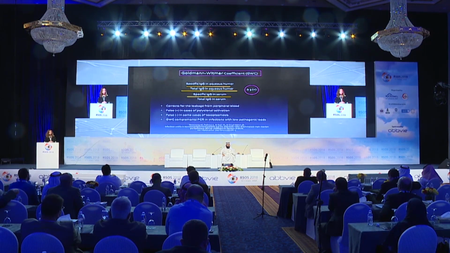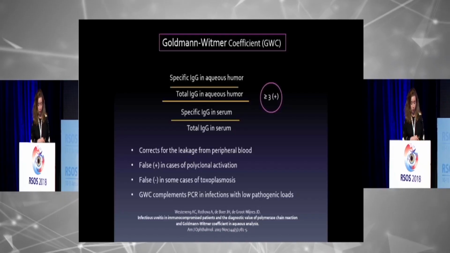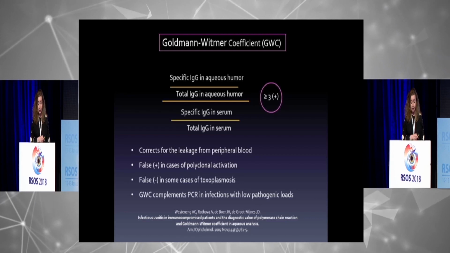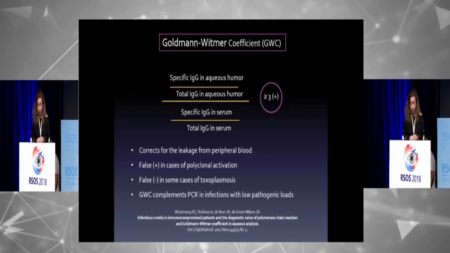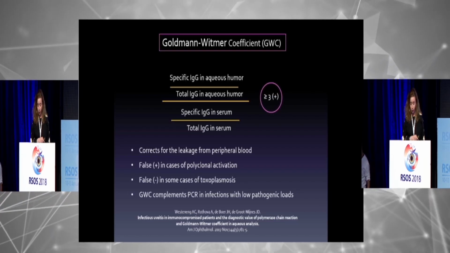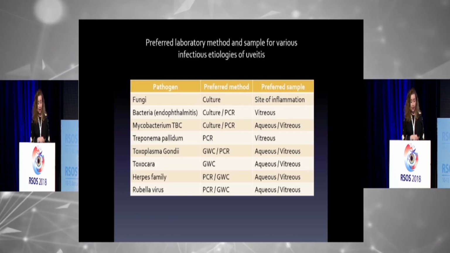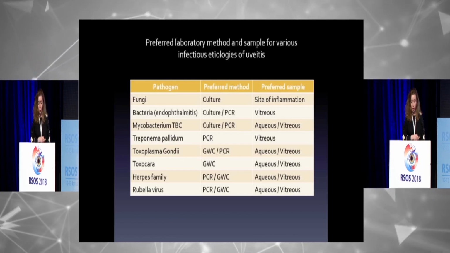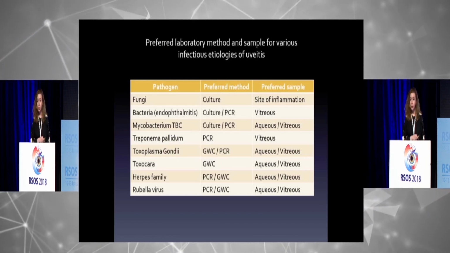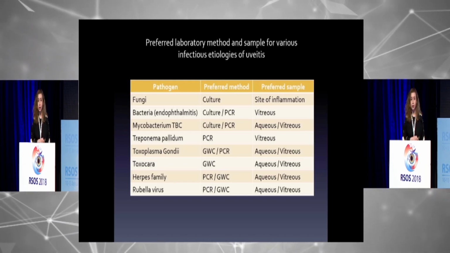It is possible to obtain false positive results in cases of polyclonal activation and false negative results in some cases of toxoplasmosis. Again, that's why the Goldman-Witmer coefficient is a complement of PCR in those infections with low pathogenic loads. Then, for different pathogens, we have a preferred method to analyze our sample and also a preferred site for sampling.